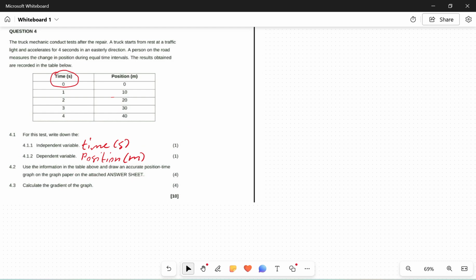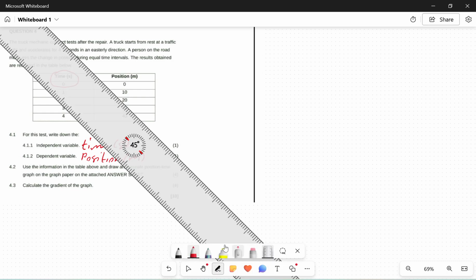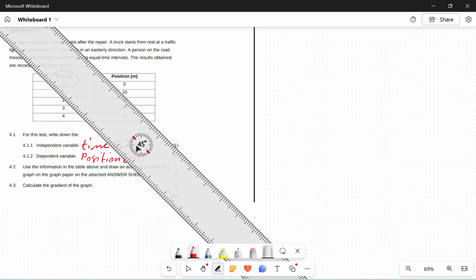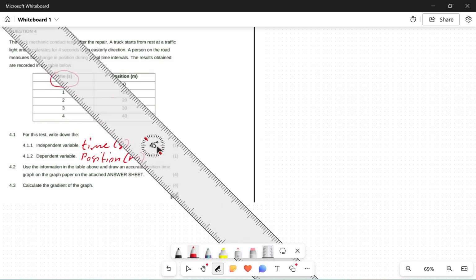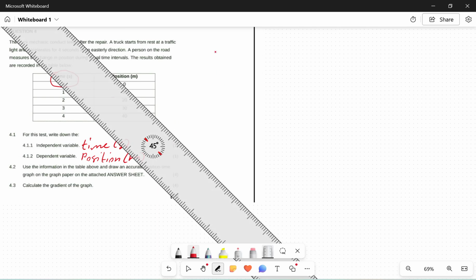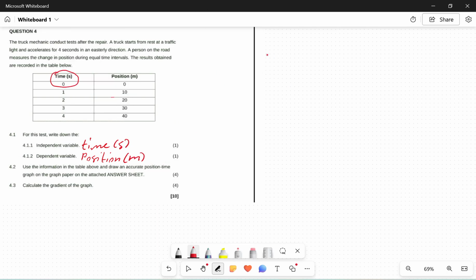I do not have a graph paper, guys, so I'm just going to draw this using my ruler here, but I need to figure out how to use this ruler first. Okay guys, I'm failing to use my ruler, so I'm just going to draw this freehand, just to show you the picture of how the graph should look. So this is what I'm going to have.